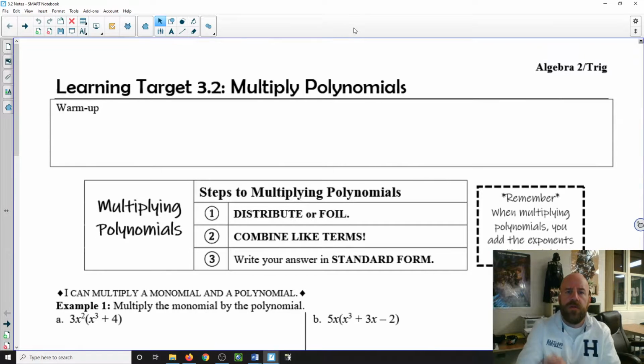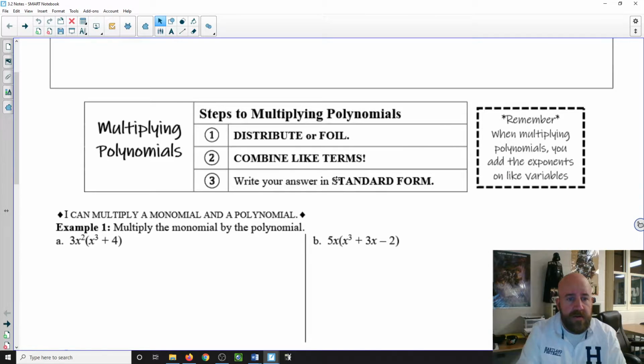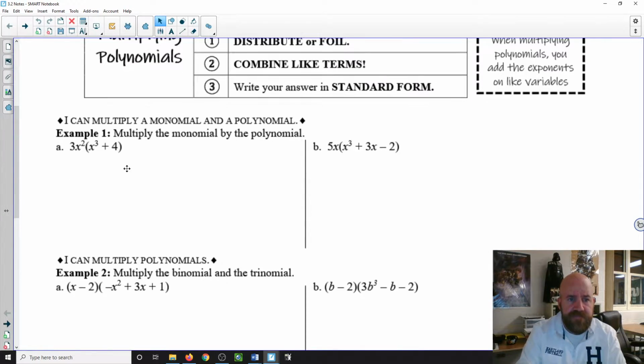Alright, so what we're looking at today in the video is how to multiply polynomials. This is something we've kind of looked at before with quadratics. We're multiplying just bigger polynomials together. So let's start off with example 1 here.